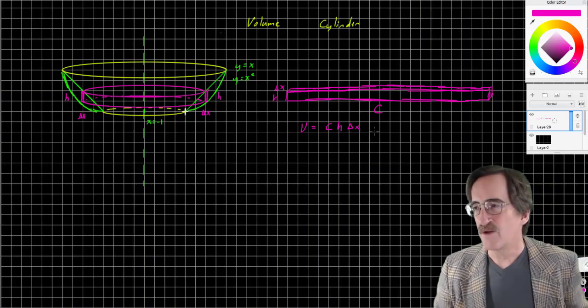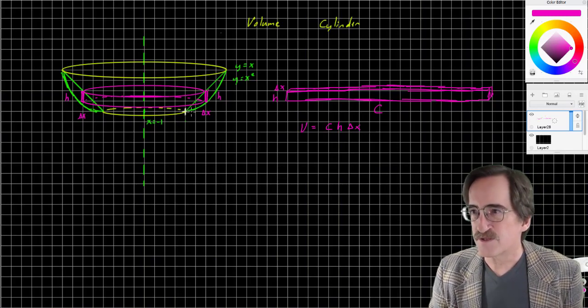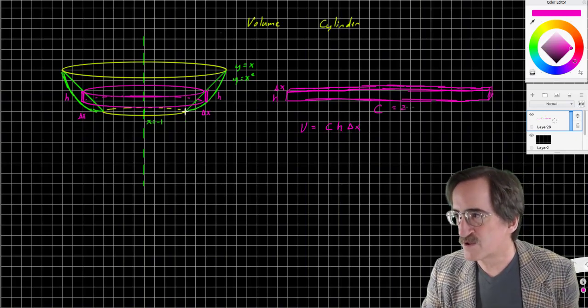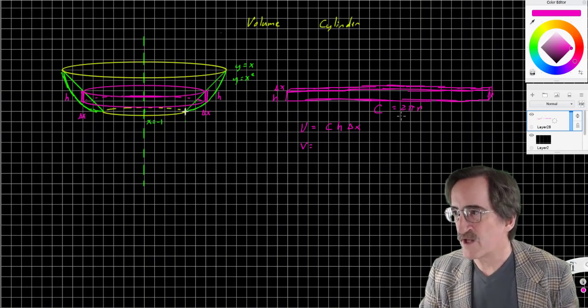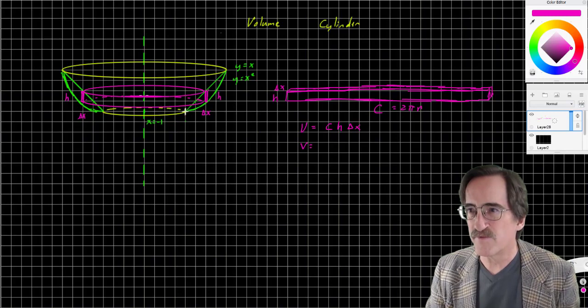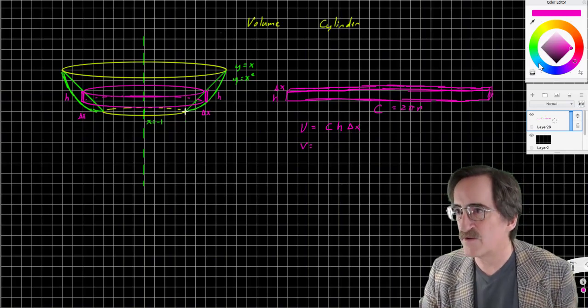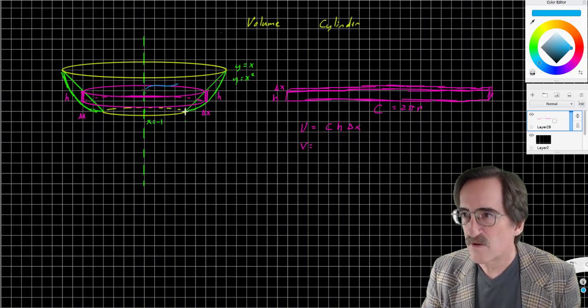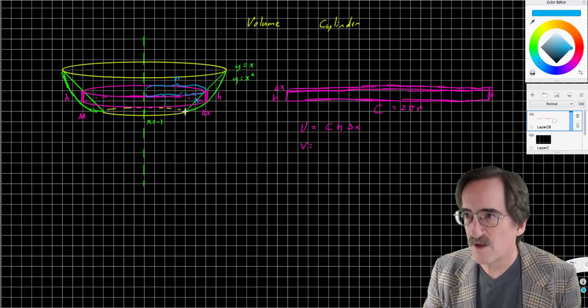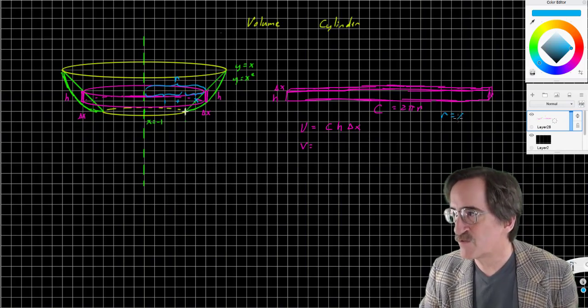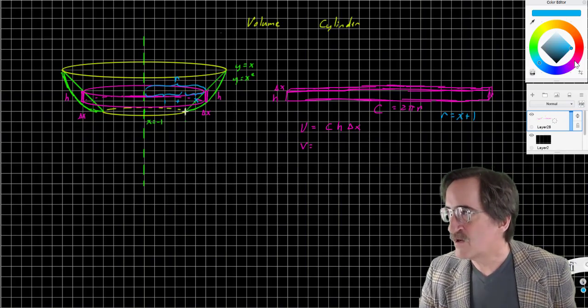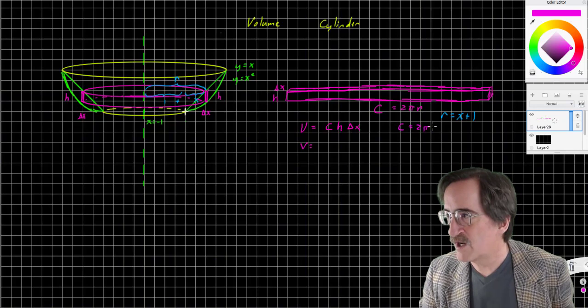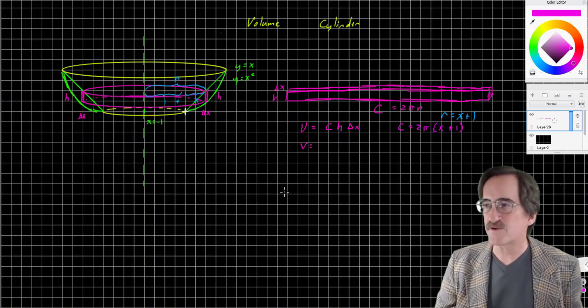Now the circumference of this circle here is 2 pi r. Let's leave it as is, because I want to put r in terms of x. What is the radius of this circle? Here's r right here. Well, it is x, there's my x, and it is 1. So r equals x plus 1. That's the radius. So the circumference is 2 pi times x plus 1. Now we have the circumference in terms of x.